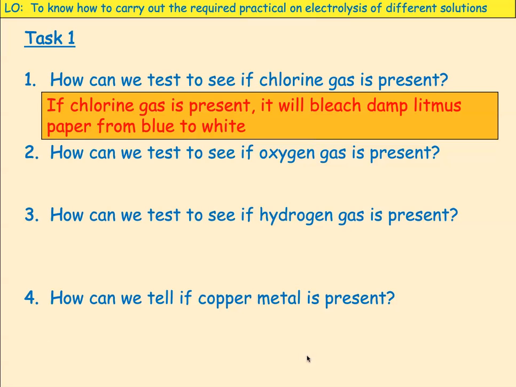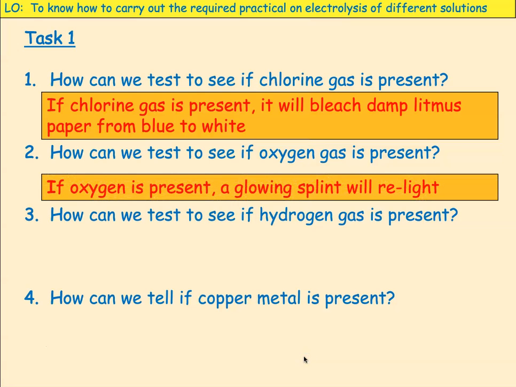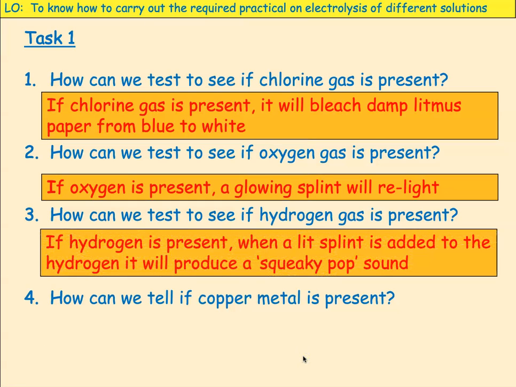How can we test to see if oxygen is present? The test is we put a glowing splint into the gas, and if it is oxygen, it will relight. How can we test for hydrogen? Well, we put a lighted splint into the gas and we get a squeaky pop. Now, lots of you will just write down squeaky pop test, but if you want to get 2 marks, you must put a lighted splint into the gas and it will produce a squeaky pop.